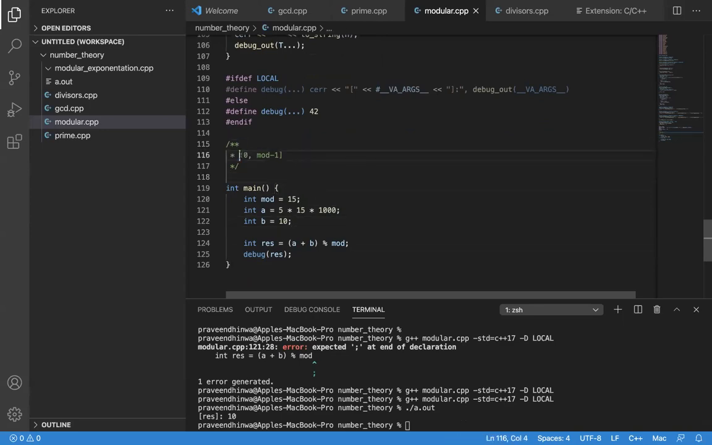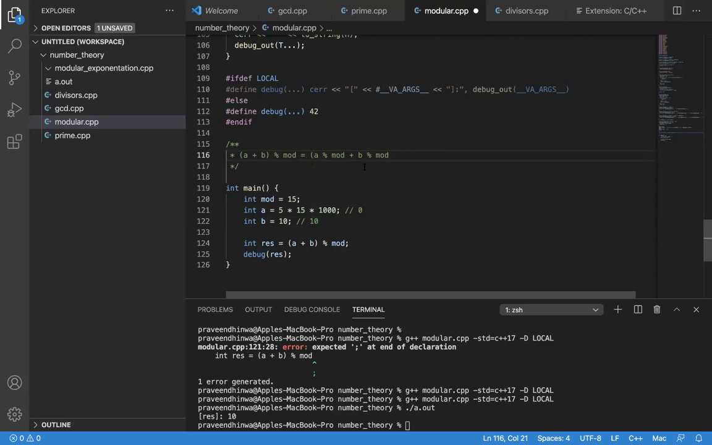You can say that A plus B percent mod will be A percent mod plus B percent mod, so you apply mod individually. What is A percent mod? This number is divisible by 15, so its remainder will be 0. What is B percent mod? Remainder is 10. So 0 plus 10, 10 percent mod will be 10.